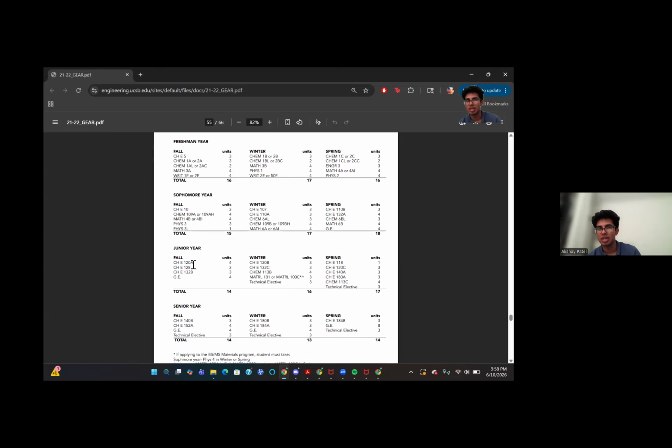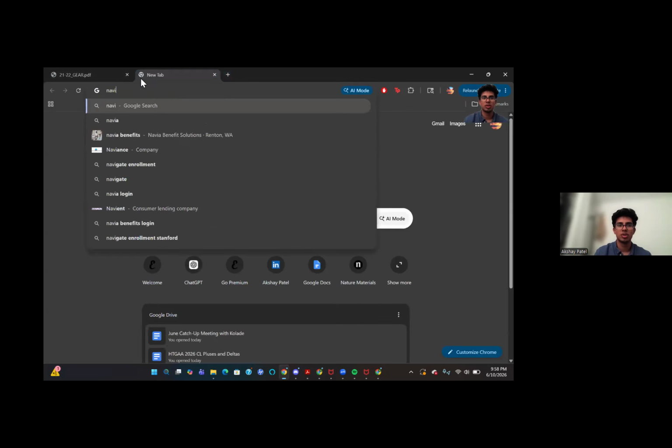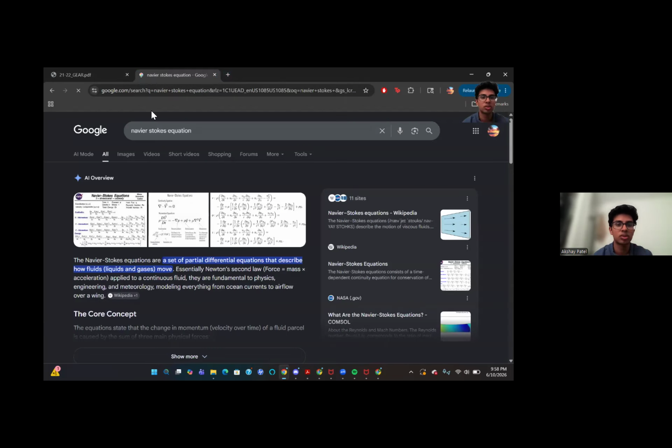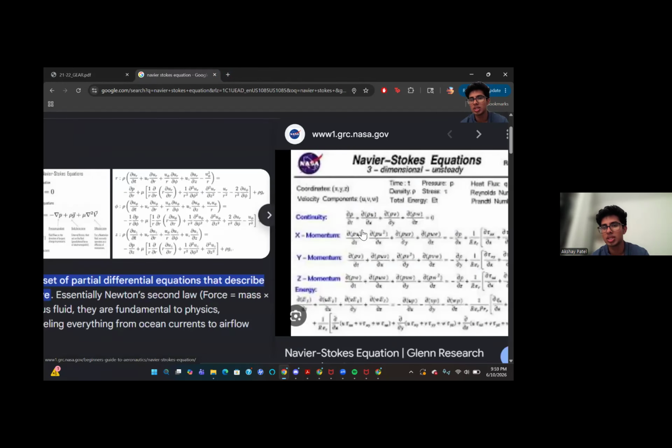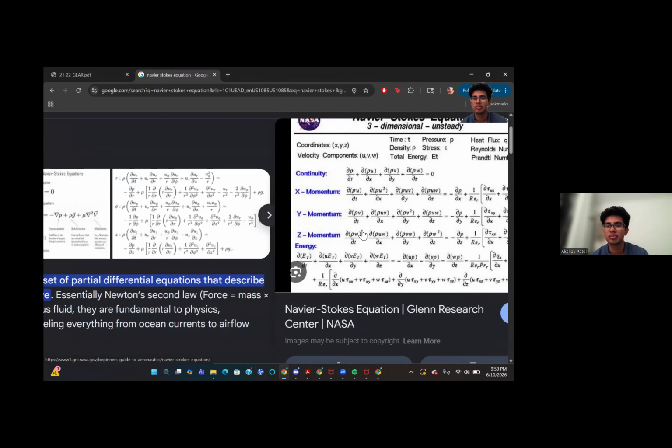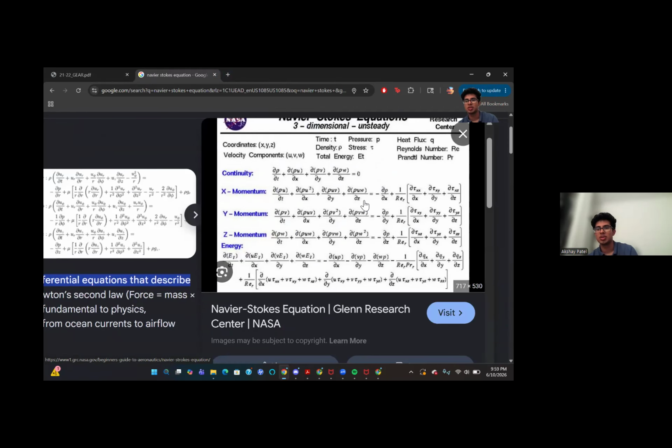So your 120A, that's mass transport. So here, let's go into Navier-Stokes. This is where you're going to learn the famous Navier-Stokes equation. Yeah, so you would see this thing. It has a bunch of variables and you solve it through.